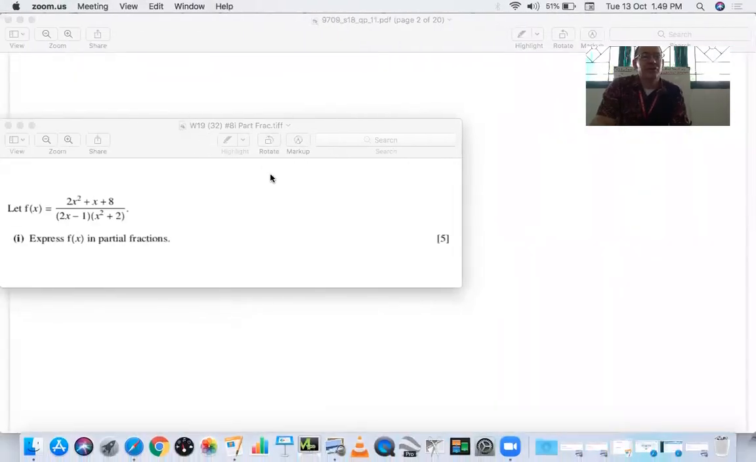Okay, let's look at our second problem here. And again, you can see the code up here. It says let f of x equal 2x squared plus x plus 8 divided by 2x minus 1 times x squared plus 2, and express it in partial fractions. Again, it's 5 points. So I come back to the board.